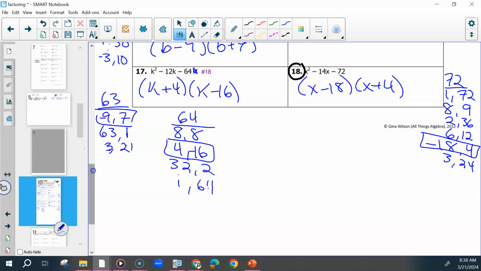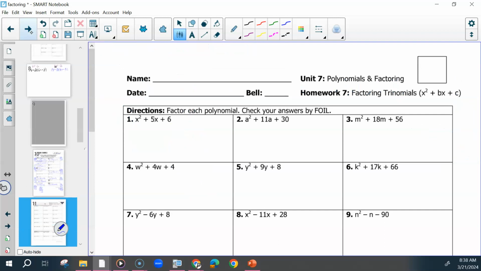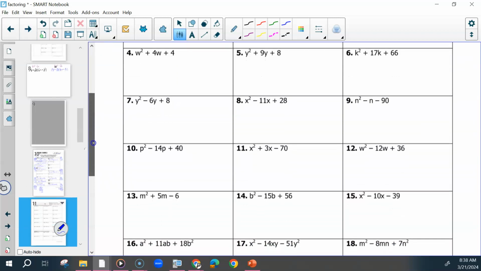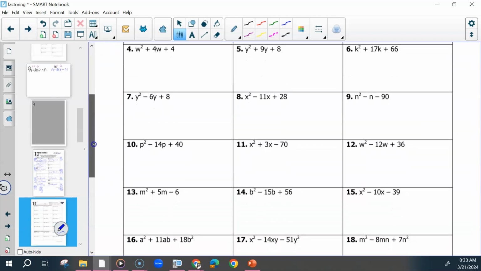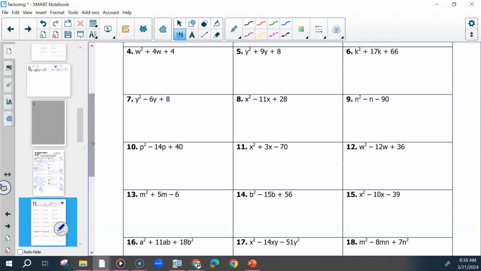Look on the back. There are 2 more types of these. Where we have a plus at the end, so like 7, 8, 10, 12, problems like that.